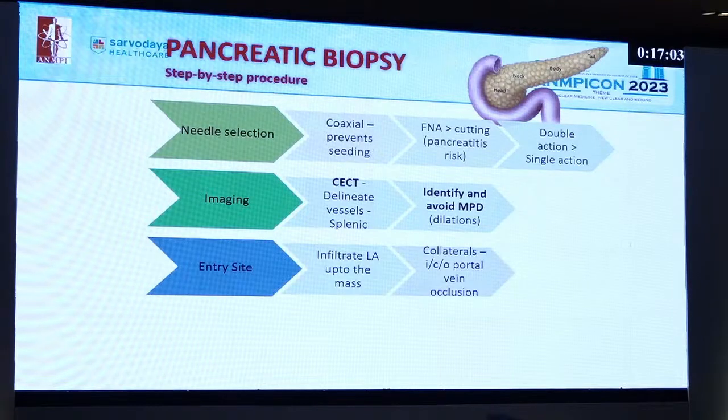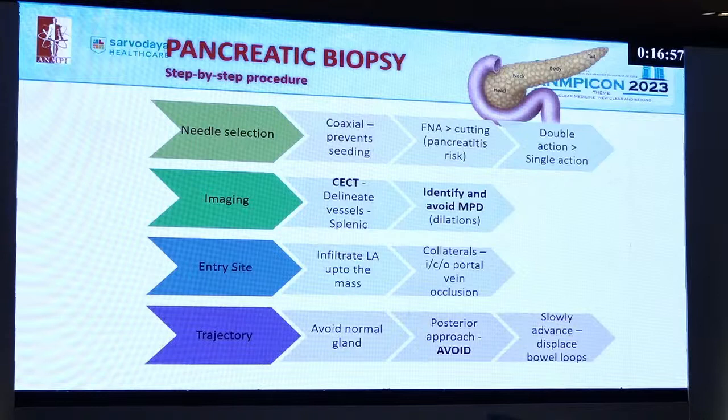We have to check whether collaterals are there or not. Portal venous occlusion should be checked. And after that, the trajectory is planned. Avoid the normal gland. Like in the liver we are puncturing the normal liver, but in the pancreas we have to avoid the normal gland. A posterior approach is avoided in the pancreas because in the posterior aspect there are vessels; splenic vessels are there.